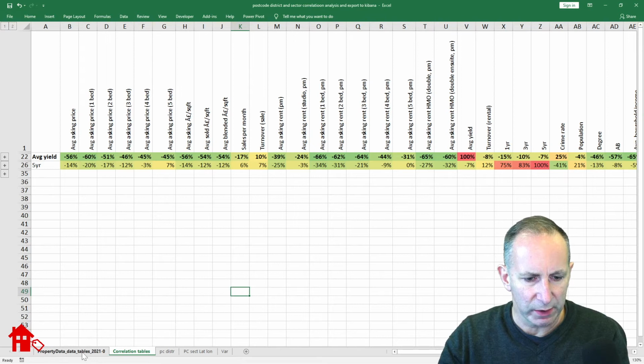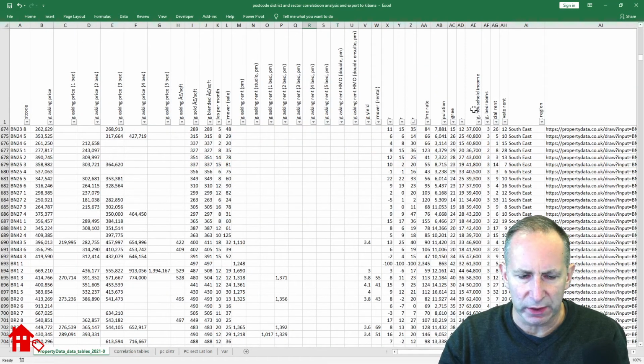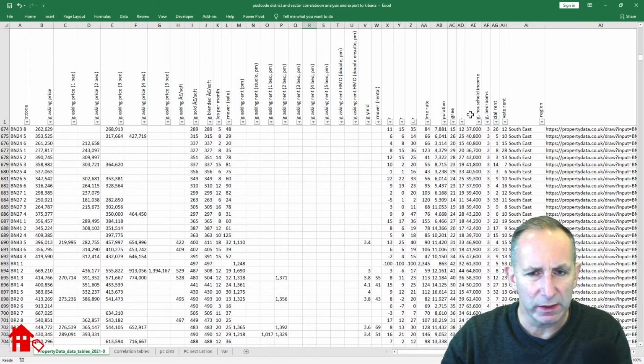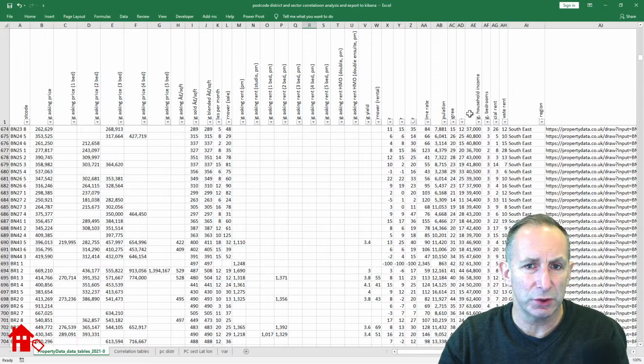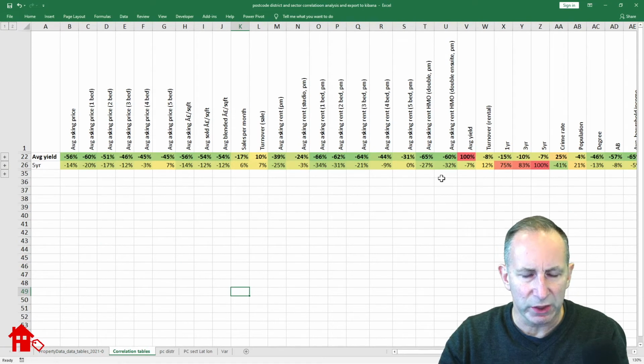I have downloaded all of the postcode district property data tables from a month ago or a couple of months ago. And bear in mind, this data is in constant flux, so you should update it. If you get the spreadsheet, get a free trial of property data, and then download the data, and then you can put it into this spreadsheet, and you can look at the more temporal correlations postcode by postcode.